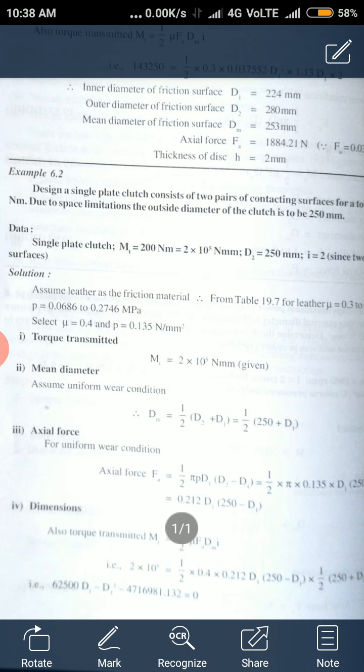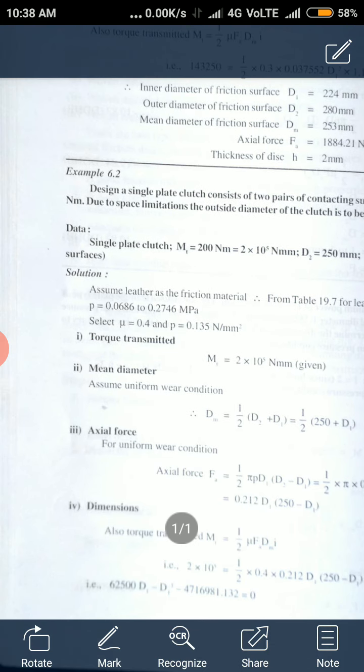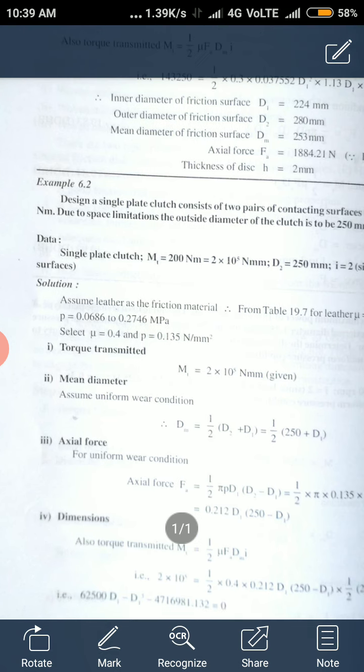Now, the main parameters he has not given are the friction coefficient mu and the pressure. In such problems, when these two parameters are not given, you have to assume the friction material as leather and refer to table 19.7. For leather, the friction coefficient is in the range of 0.3 to 0.5, and the pressure p is in the range of 0.0686 to 0.2746 MPa. So you select in between these two ranges.